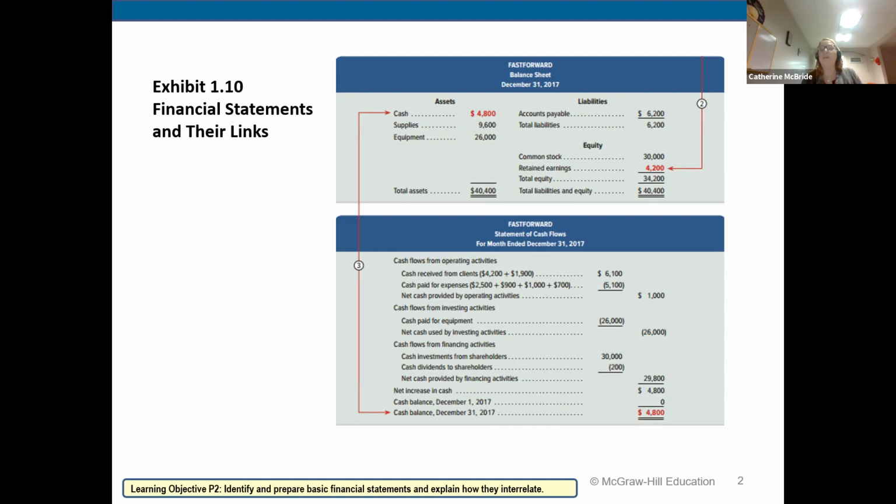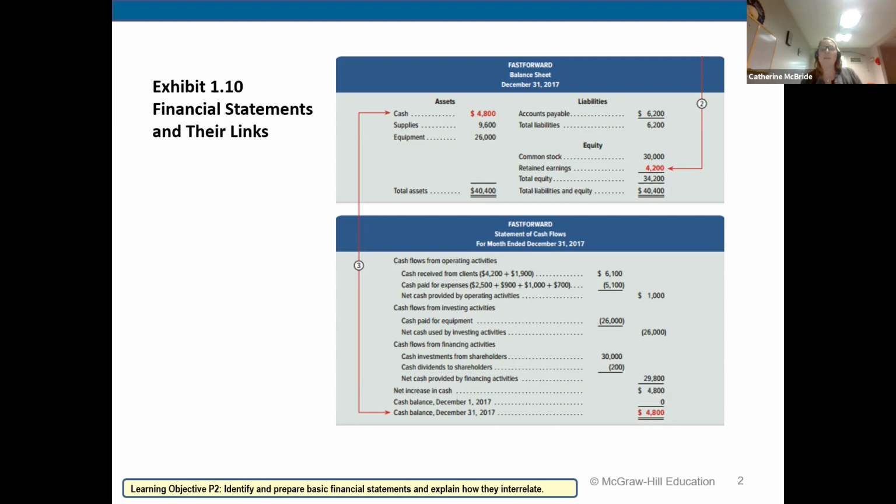Our fourth statement is the statement of cash flows. Now, this statement doesn't actually need a number from any other statement. This is on the quiz. You do not have to do the cash flow statement to get the cash balance. All this is saying is that when you are done with the cash flow statement, your ending cash balance should be the same as the cash balance on your balance sheet. If it isn't, you have an error somewhere, because the cash balance at December 31st, whether it's on the balance sheet or on the statement of cash flows, should be the same number.